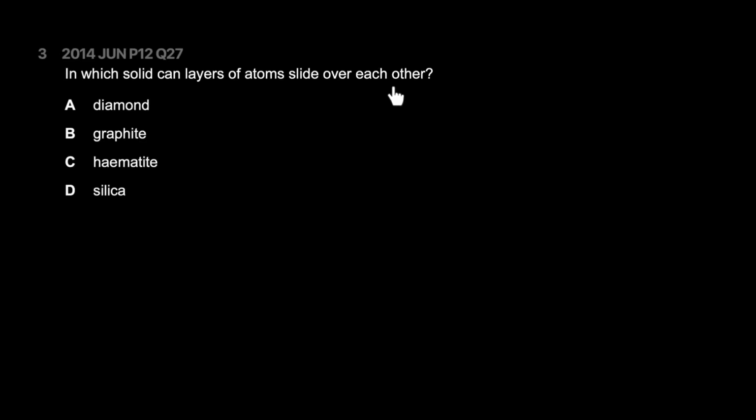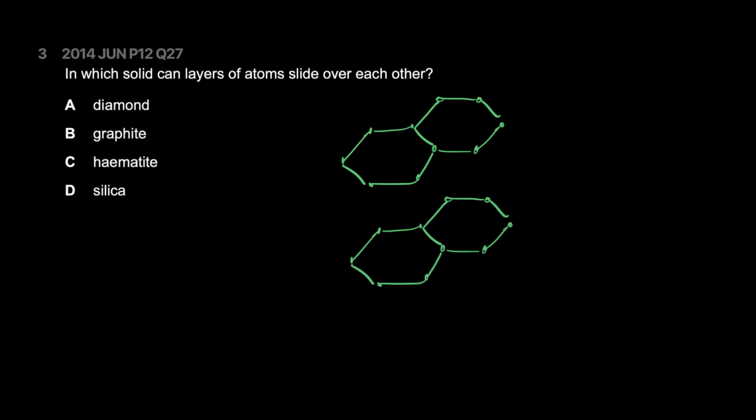In which solid can layers of atoms slide over each other? Diamond is a giant covalent structure and there is no movement. Well, graphite is also a giant covalent, but it has a special structure. Graphite has a hexagonal structure, and it makes these layers everywhere. There are multiple layers, and these layers can slide on top of each other, because they have weak attraction between these layers. So that makes graphite our correct answer.